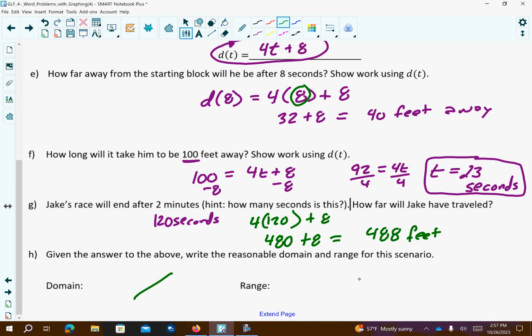The domain and range, let's not worry about these too much. It's just a little bit much to really fathom.